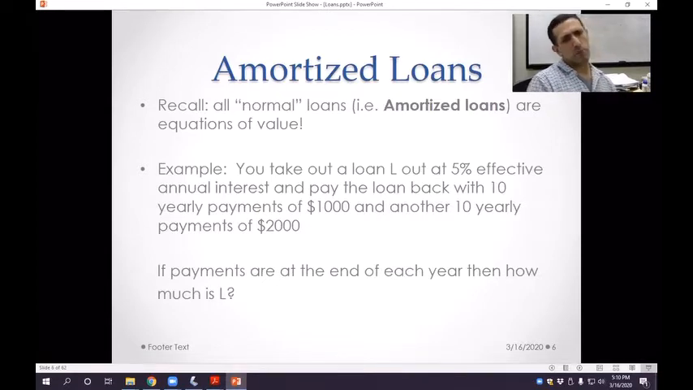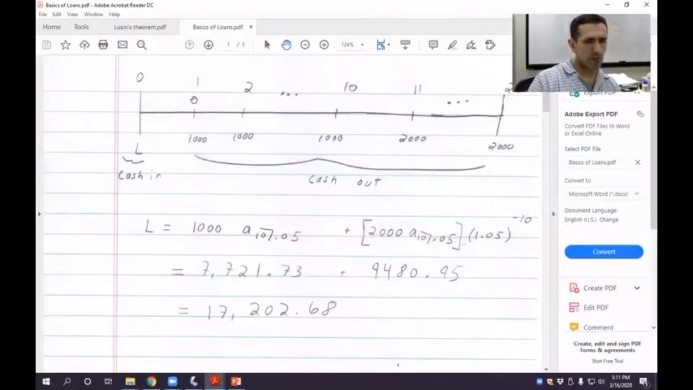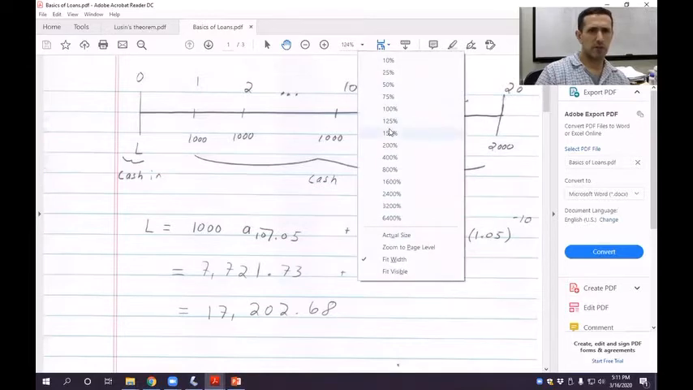I'll put this solution up on Blackboard as a PDF, but let's just go over it. So the problem is you take out a loan of L, and you pay it back in 20 installments. At the end of each year for the first 10 years, it's $1,000, and at the end of each year for the next 10 years, it's $2,000. How much is L? All we're going to do is set up an equation of value.